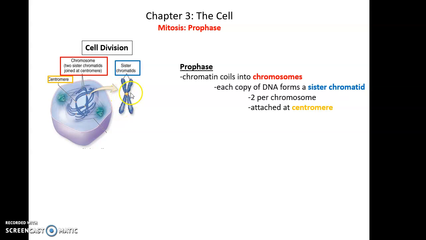Each chromosome has two sister chromatids. These are identical copies of the DNA. They're attached to each other by the centromere. So two copies of DNA per chromosome. Those copies are called sister chromatids, and they're connected to each other by the centromere.